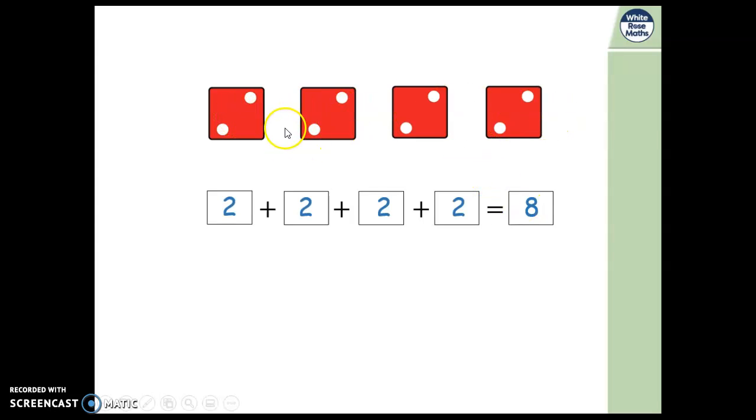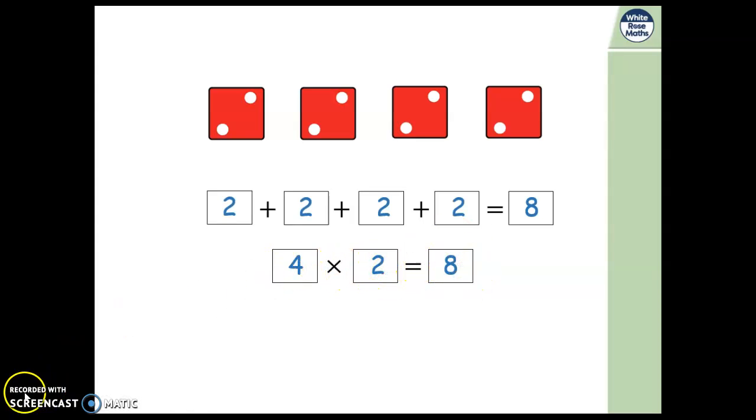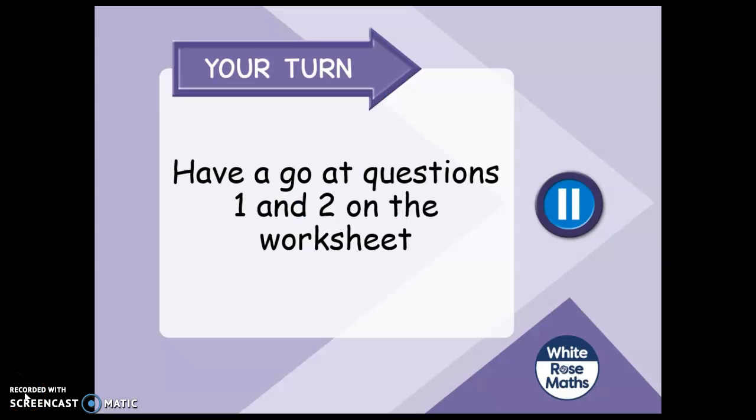There are 4 equal groups of 2. So remember, when we think about equal groups, we can just swap those words and use the multiplication sign. So there are 4 equal groups of 2, or 4 times 2, and the answer is 8. Can you have a go at questions 1 and 2 on the worksheet, please?